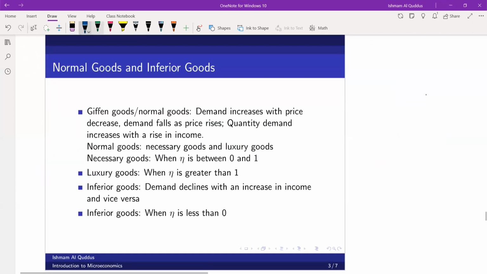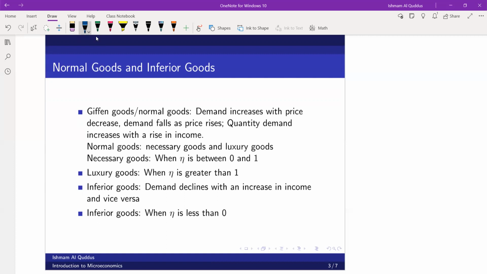Now, before I actually discuss the significance of the values of YED, just like when we were talking about price elasticity of demand, we saw that different values signify something. So here also, different values of YED signify something. So we need to understand that. So, normal goods and inferior goods. These are the goods that we often use as examples in our discussions.